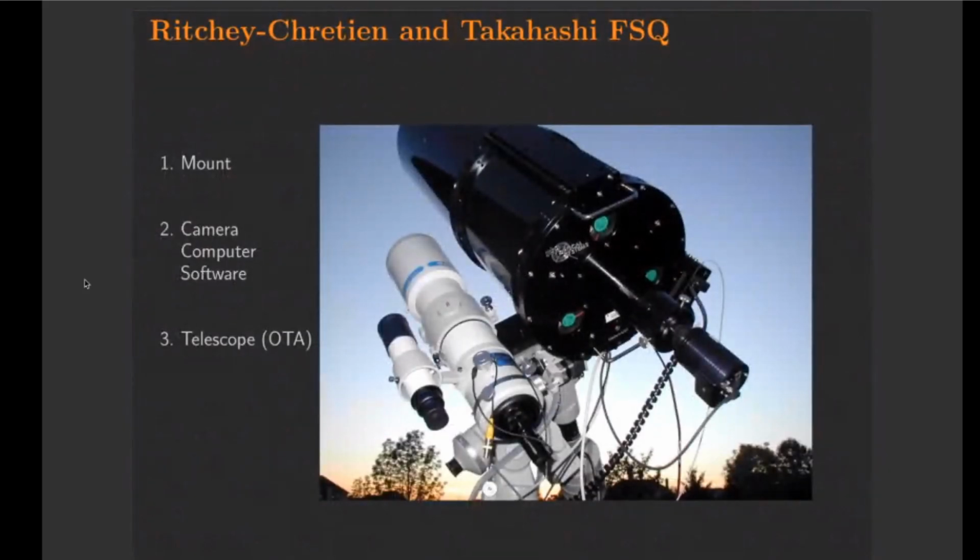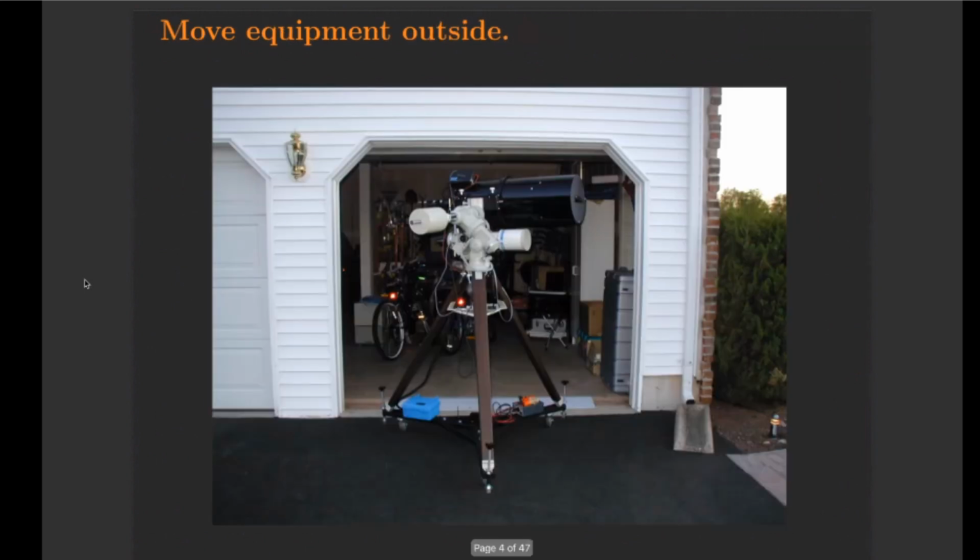So let me start by showing you not my Questar telescope, but two other telescopes that I bought back in the year 2005, so 14 years ago. I bought a Ritchie-Chrétien from Ritchie-Chrétien Optical Systems, and I bought a Takahashi FSQ 104 refractor, and I've put them on this mount here. It's a Takahashi mount. Let me show you the next picture here.